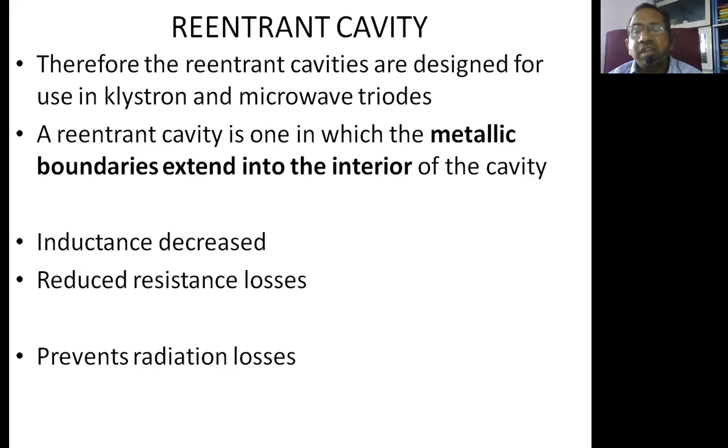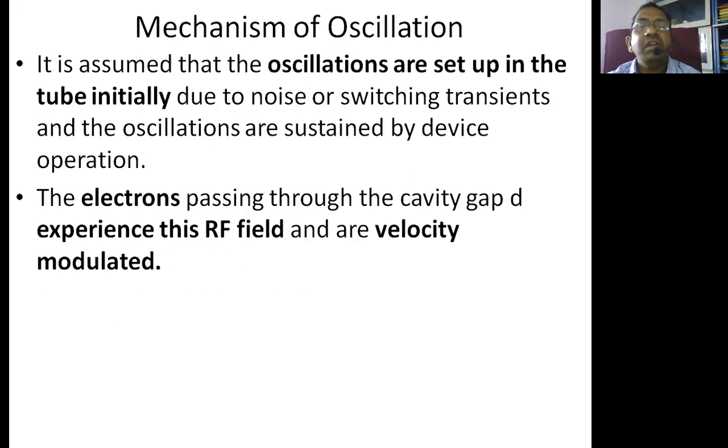Now, what are the advantages of this tube? Once again, the same advantages we mentioned earlier. Inductance effect is going to decrease, and resistance effects are reduced. Resistance means what? It opposes the flow of electrons. So the resistance is going to be less, and it also prevents radiation losses. Because of this construction, the losses of the signal inside the resonant microwave tube are going to be very, very less.